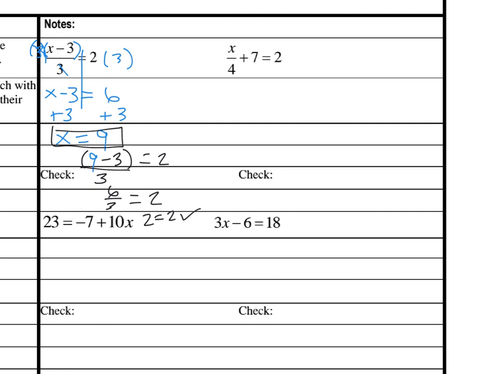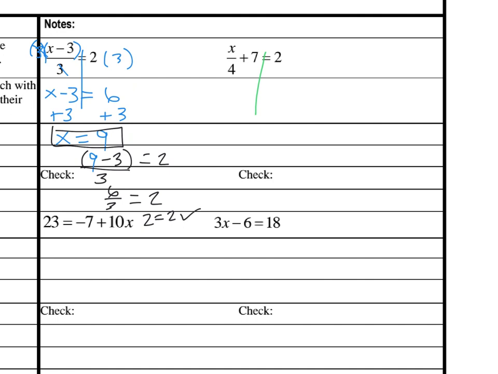On this next one, x divided by 4 plus 7 equals 2. I'd like you to go ahead and give that a try. I'm going to stop here for a minute. Draw your line. Go ahead and solve for x and then check to make sure your answer is correct.